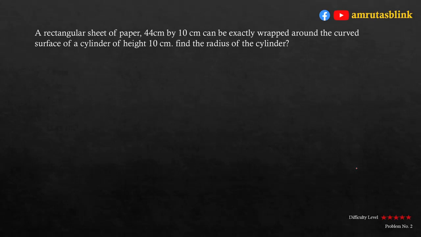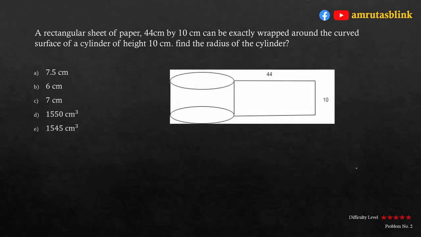A rectangular sheet of paper 44 cm by 10 cm can be exactly wrapped around the curved surface of a cylinder of height 10 cm. Find the radius of the cylinder. The options are 7.5 cm, 6 cm, 7 cm, 1550 cubic centimeter and 1545 cubic centimeter.